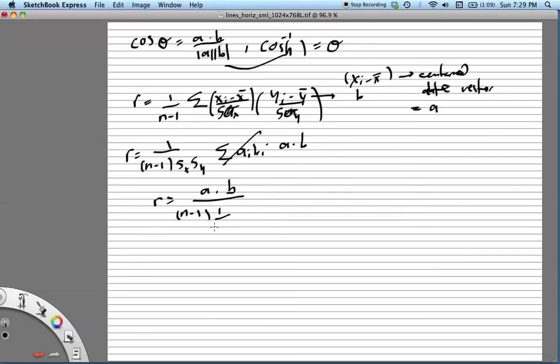So we get 1 over n minus 1 times the sum of xi minus x bar squared, and 1 over n minus 1 times the sum of yi minus y bar squared. That would be the sample variance, but we need to be taking the square root of these.